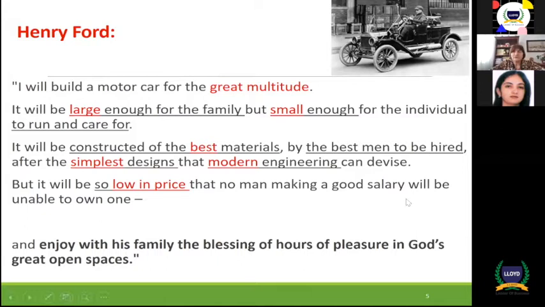So Henry Ford said, I will build a motor car for the great multitude. It will be large enough for the family, but small enough for the individual to run and care for. It will be constructed of the best materials by the best men to be hired after the simplest design that modern engineering can devise. But it will be so low in price that no man making a good salary will be unable to own one and enjoy with his family the blessings of hours of pleasure in God's great open spaces.